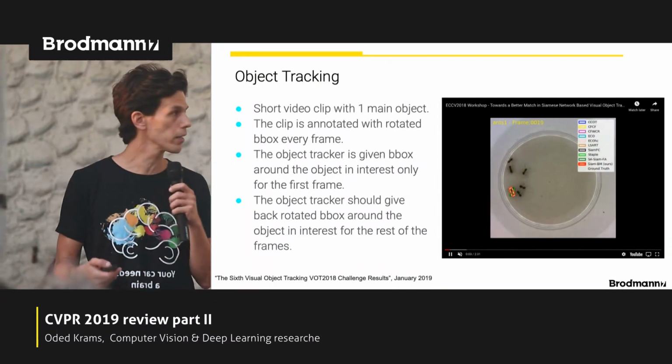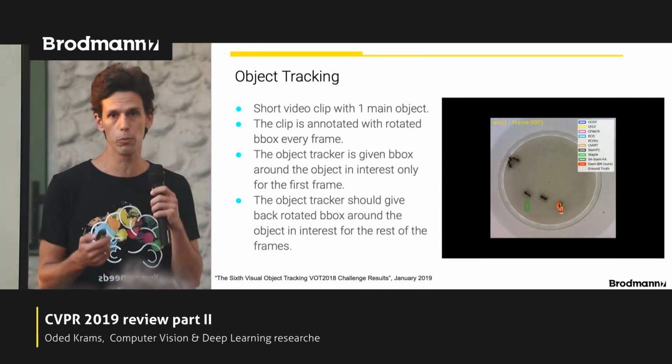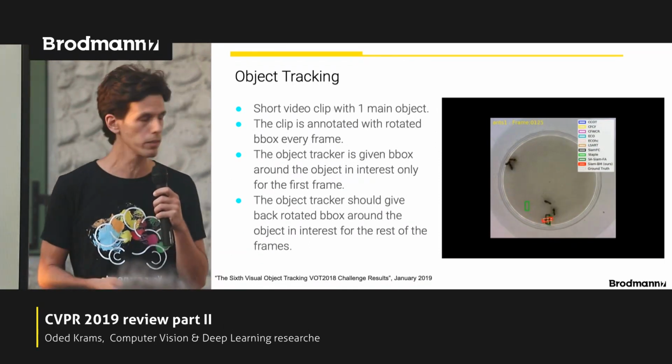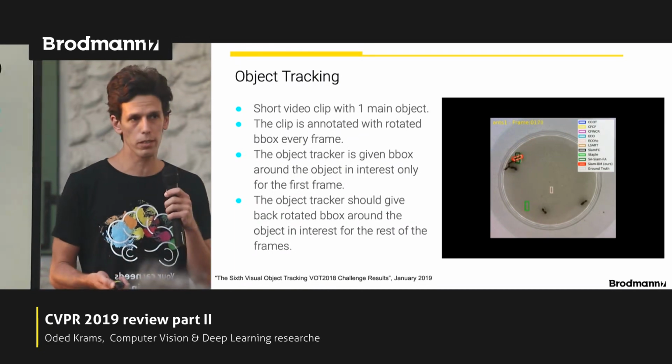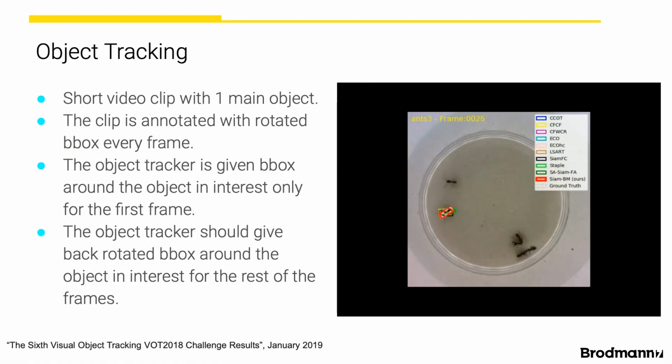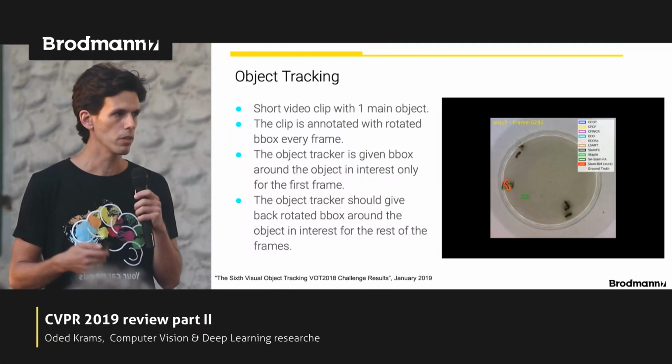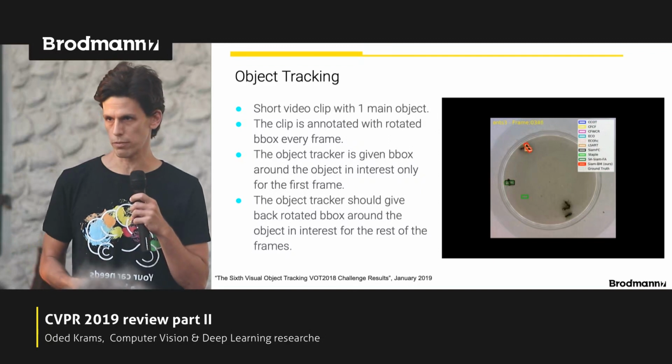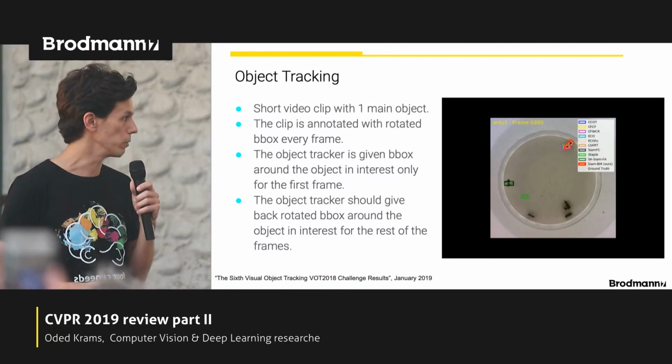Basically, object tracking takes a short video clip with one main object that it wants to track. The clip is annotated using a rotated or regular bounding box on every frame. And the object tracker is given only the first bounding box from the first frame. And then you need to produce a bounding box for every single frame in the rest of the clip.